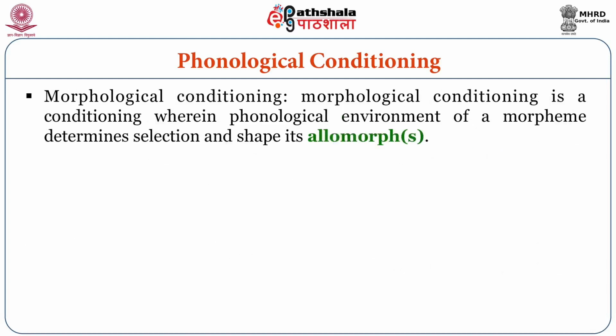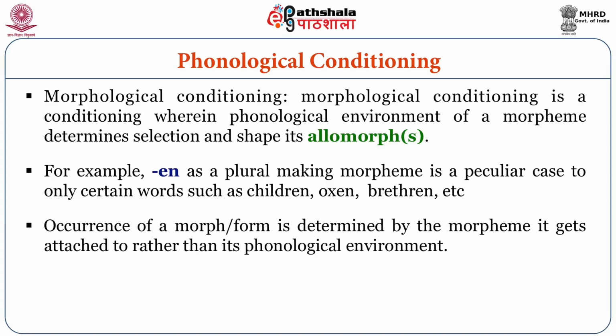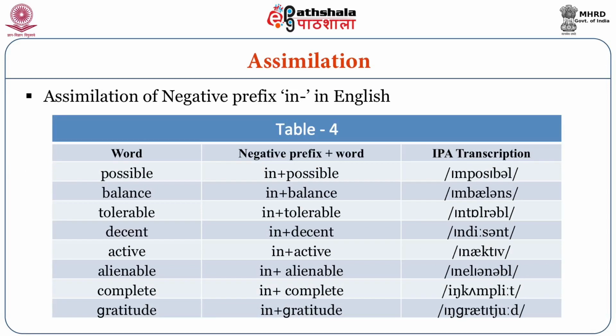Now, morphological conditioning is a conditioning wherein the morpheme itself, rather than the phonological environment, determines the selection and shape of its allomorph. For example, en as a plural-making morpheme is a peculiar case for only certain words such as children, oxen, brethren, etc. Occurrence of a morph form is determined by the morpheme it gets attached to rather than its phonological environment. Assimilation is another technique. Assimilation of the negative prefix in English produces some new words. When I say possible, it is written like impossible, and in the IPA transcription it is impossible. In the same way, we have balance, tolerable and other words, active, inactive.